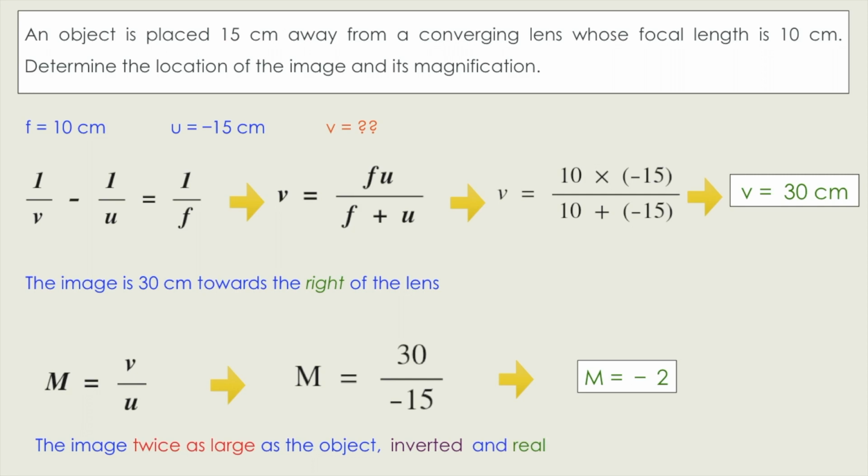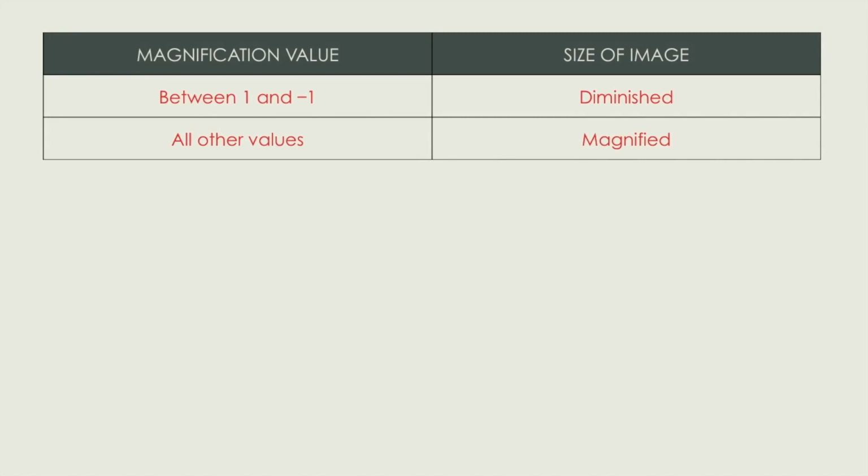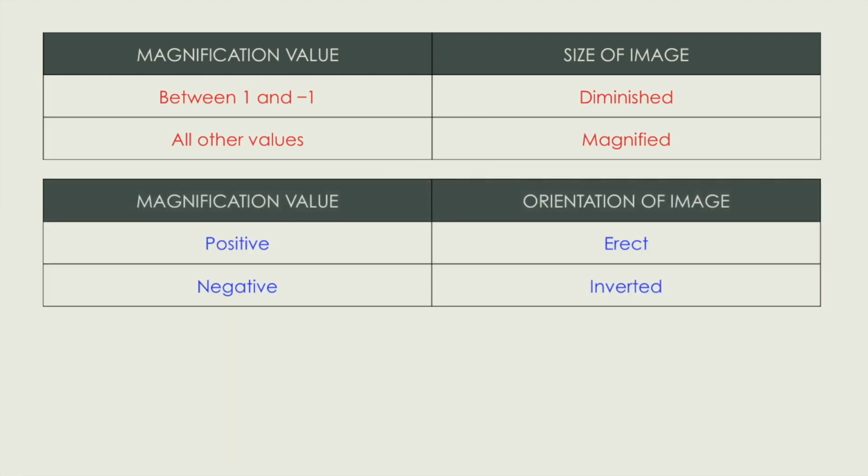So this value of magnification tells a lot about the image. For example, it tells us that if the value is between 1 and -1, the image is diminished. For all other values, the image is magnified. Also, if the value is positive, it means that the image is erect, and if the value is negative, it means that the image is inverted. Now, since erect images are always virtual and inverted images are always real, it holds true for the type of image as well.